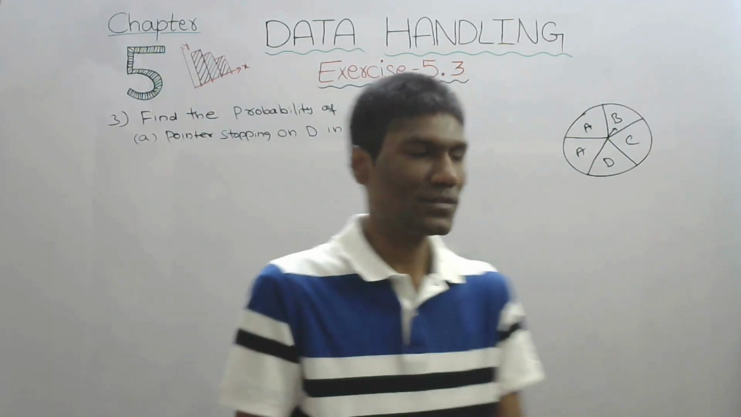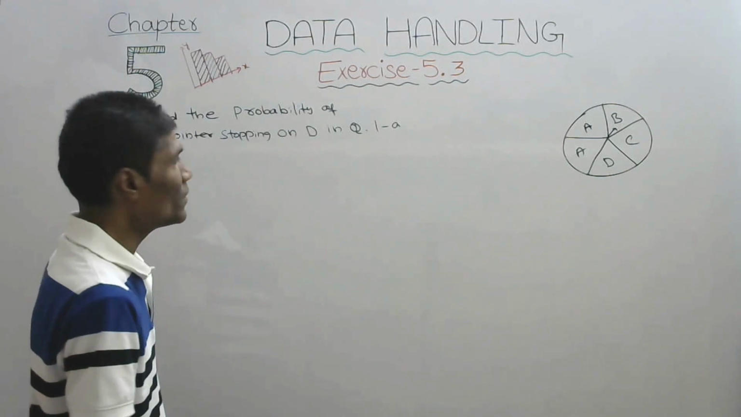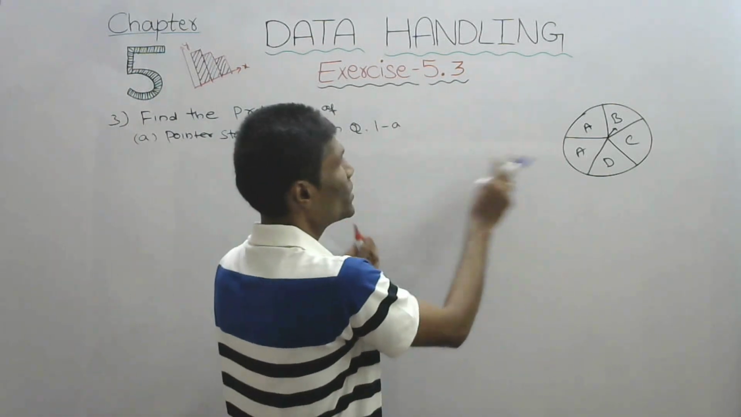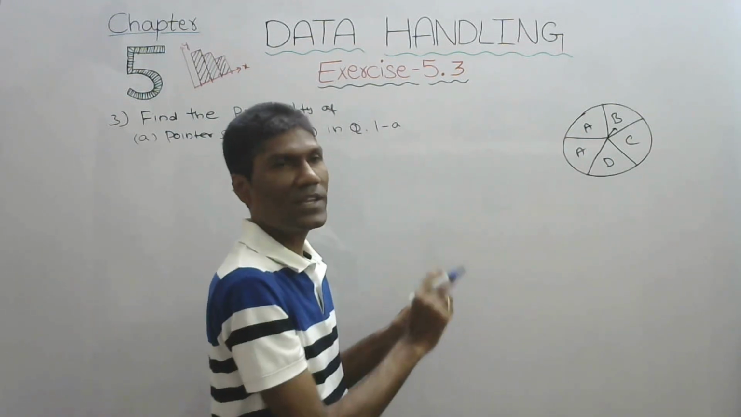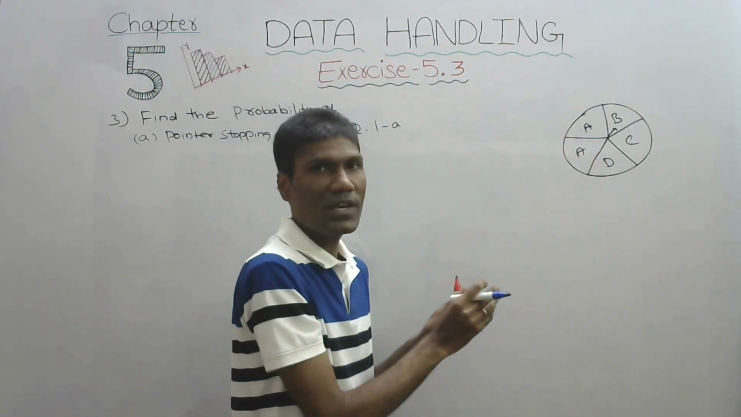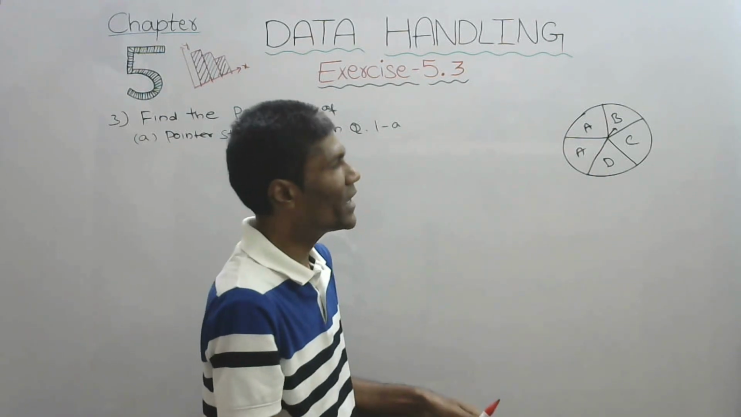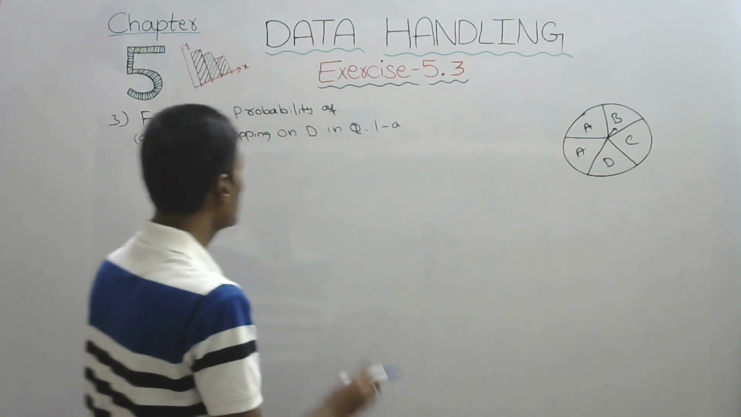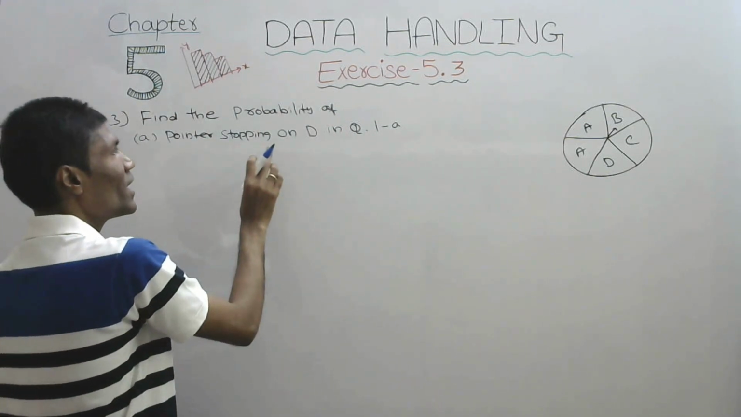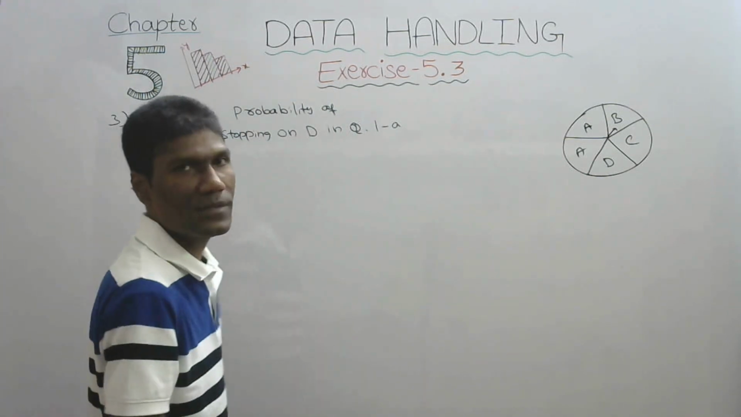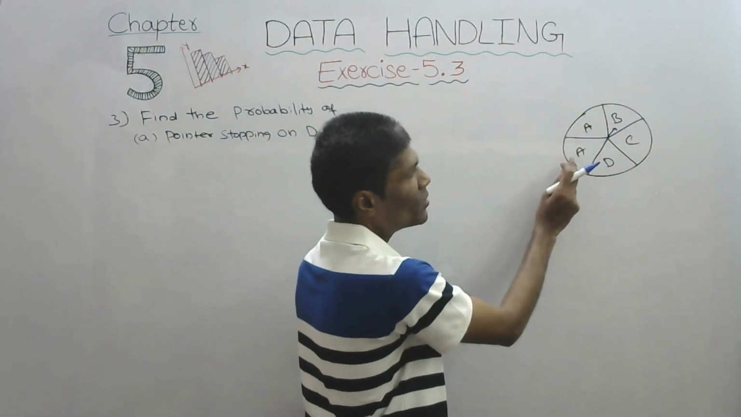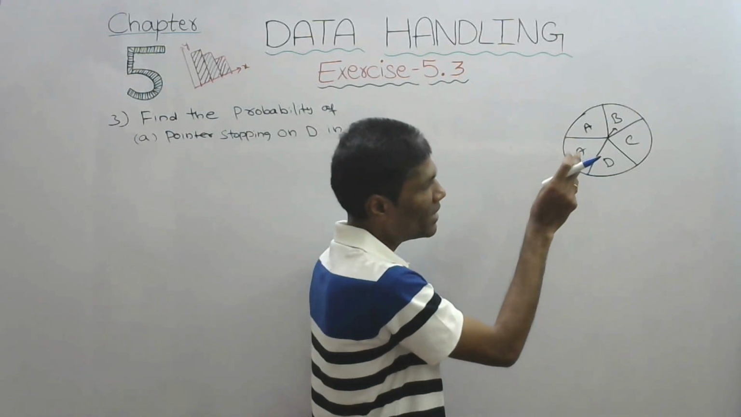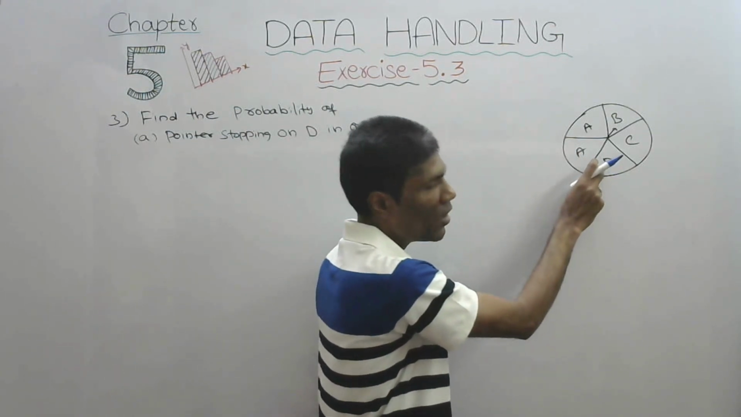Next, third question. Find the probability of the pointer stopping on D. This is the figure from question 1A. This spin wheel is there. When it is rotated, it can stop at any point. So now what he is asking is, what is the probability that it stops on D? It can stop on any of these points. Now what is the probability that it will stop at point D?